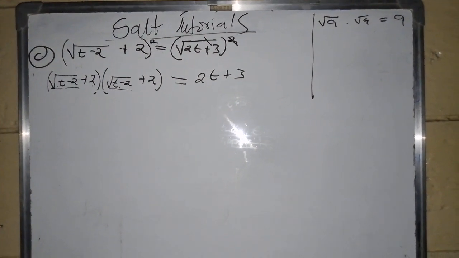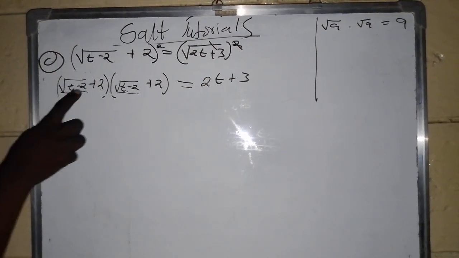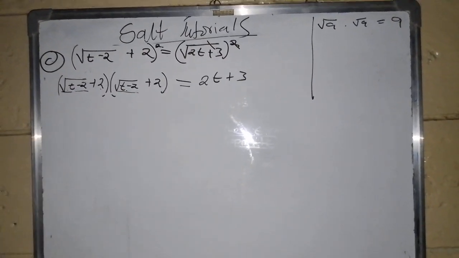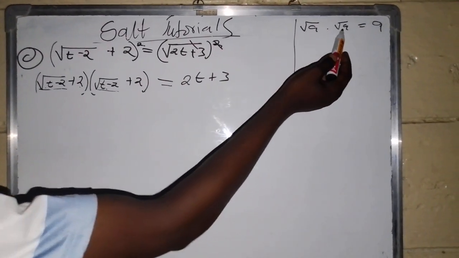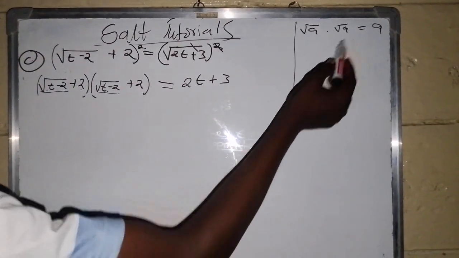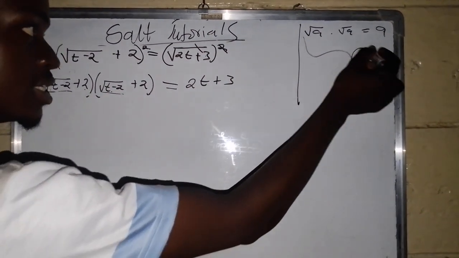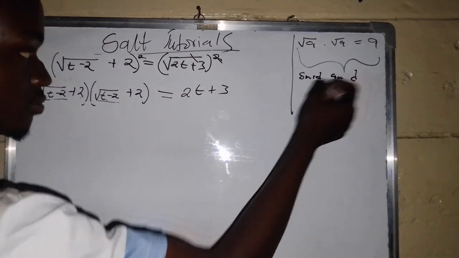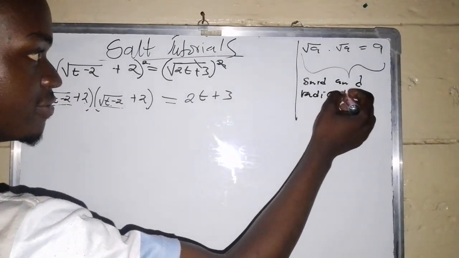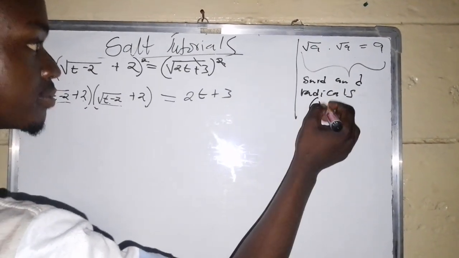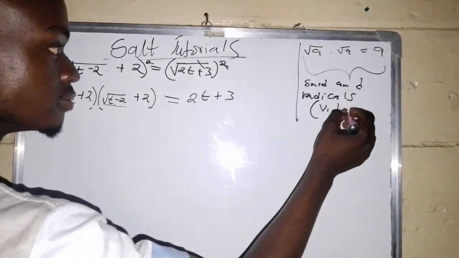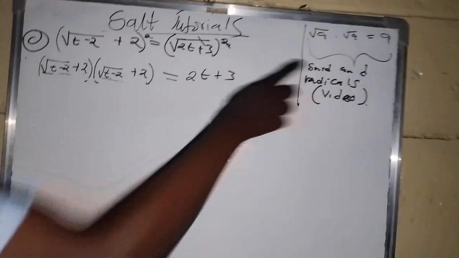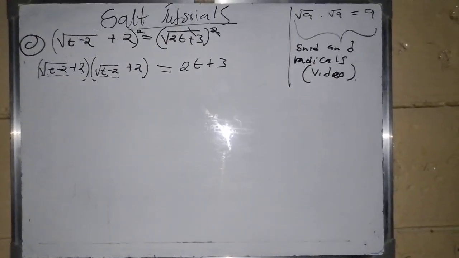So as I was saying, the t minus 2 is the same value here, just as I indicated. Root of a multiplied by root of a is equal to a. You can find these properties from a video we made on surds and radicals. Follow that video and be able to understand most of the properties which involve simplification of surds and simplification of radicals.